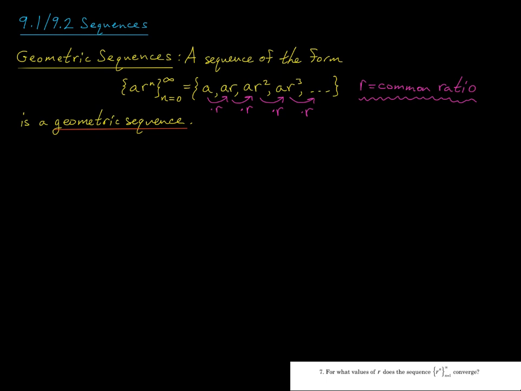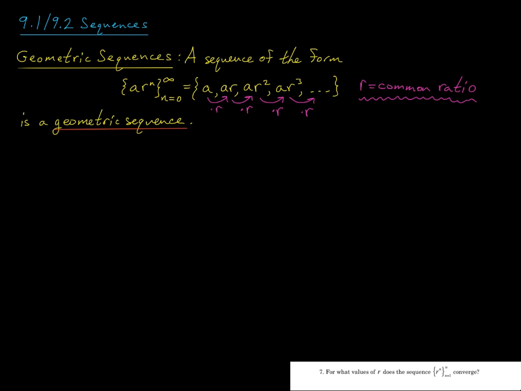A slightly different way to phrase this repeated multiplication by R is to say that if I take any two successive terms and divide them, I'm always going to get this common ratio. AR divided by A, the A's cancel out, and I'm left with R. AR squared divided by AR, again the A's cancel out, and R squared divided by R is R. AR cubed divided by AR squared, again R, and so on and so forth.